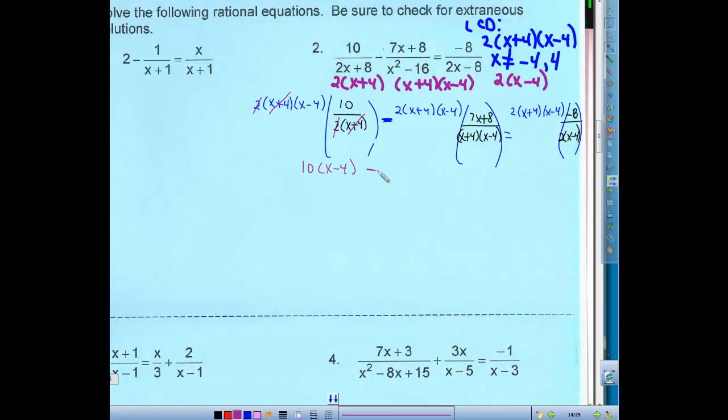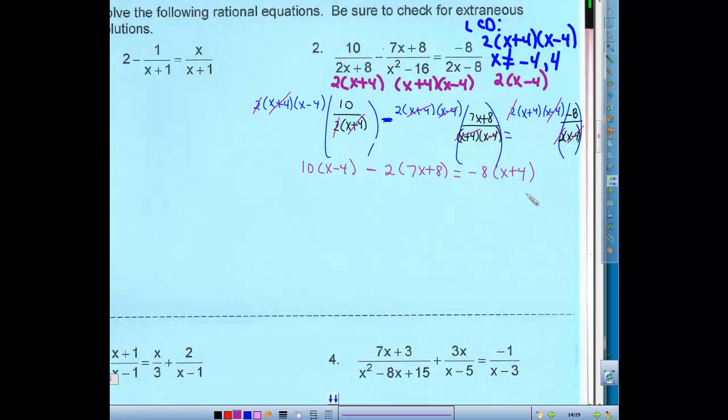In the second term, the x plus 4 will cancel. The x minus 4 will cancel. And this leaves us with 2 times 7x plus 8. In the third term, the 2's will cancel, and the x minus 4's will cancel. And this leaves us with negative 8 times x plus 4.